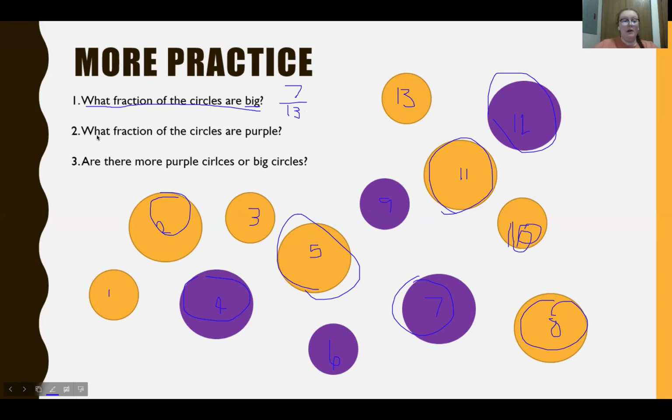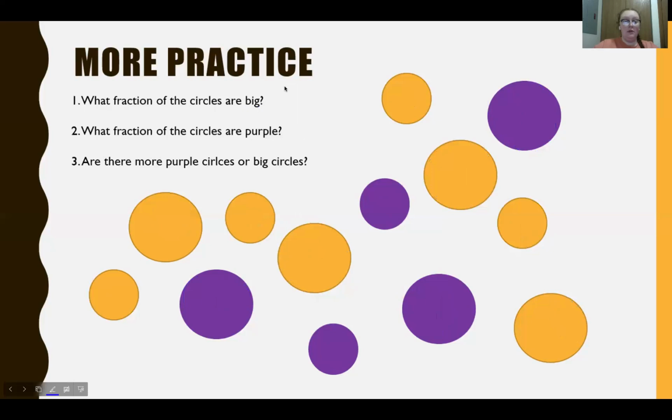Now let's look at what fraction of the circles are purple. Since we're talking about all of the circles, again, the bottom of our fraction is going to be 13. But this time we're not looking at the size, we're looking at the color. So let's go back and, this is 7/13. So then what fraction of the circles are purple? Once again, we've got 13, like I said. So 1, 2, 3, 4, 5. So 5/13 of the circles are purple.